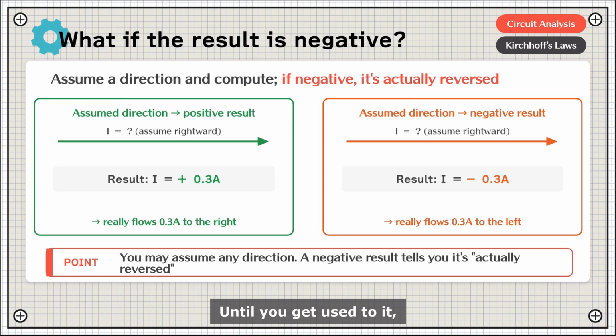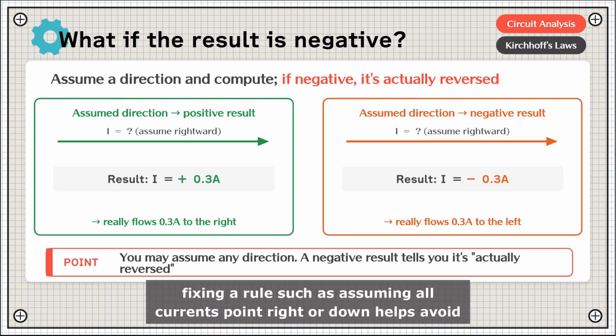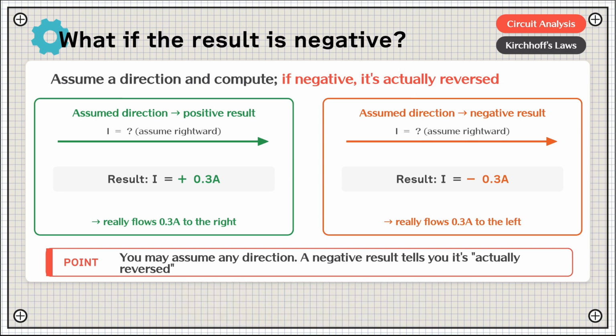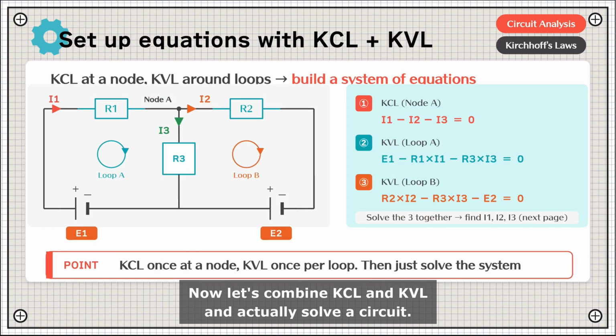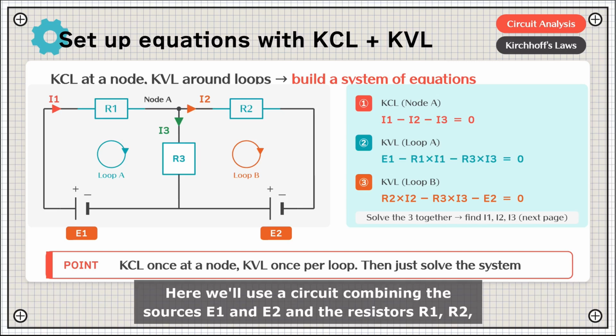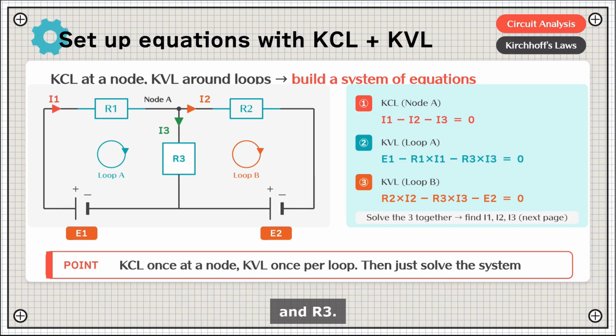Until you get used to it, fixing a rule such as assuming all currents point right or down helps avoid confusion. Now let's combine KCL and KVL and actually solve a circuit. Here we'll use a circuit combining the sources E1 and E2 and the resistors R1, R2, and R3.